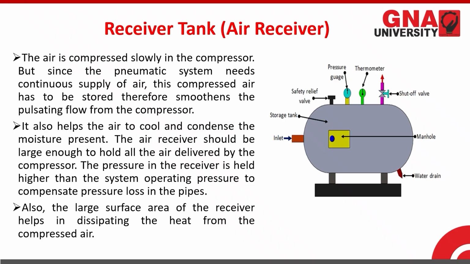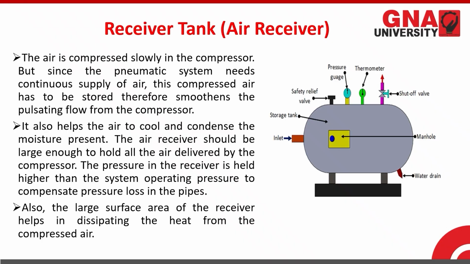We have discussed this before also. The large surface area of the receiver helps in dissipating the heat from the compressed air. As you see in this figure, the receiver tank has many components. We have the pressure gauge, with the help of which it is easy to monitor the pressure of the system. We have a safety valve also. Its function is also that of a pressure control valve.